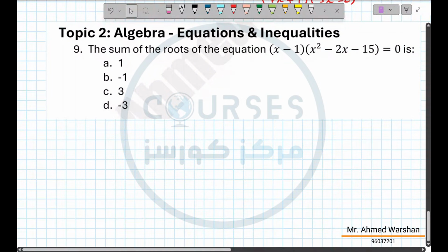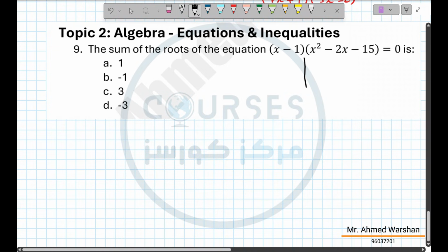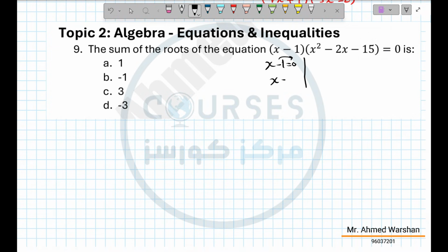Okay, in here we are starting solving equations and inequalities. So the sum of the roots of the equation. So we need to find all of the solutions, and sum means to add. So this one, x minus 1 equal to 0, send this to the other side, so x equal to 1. While this one, it needs to be factored.